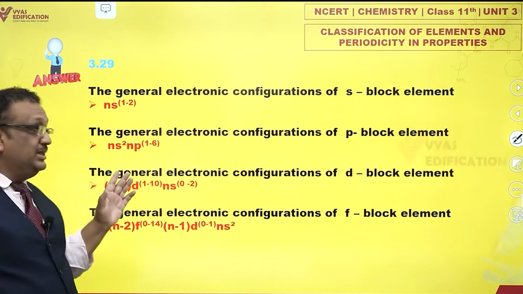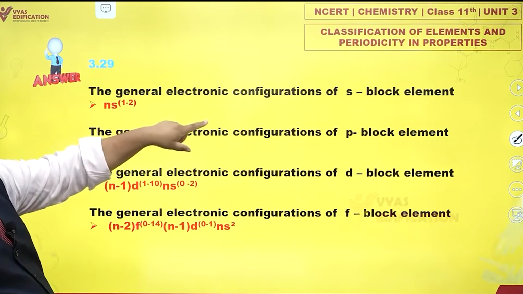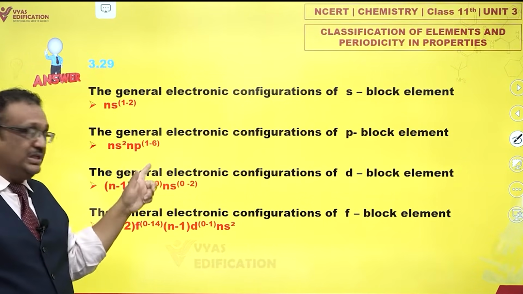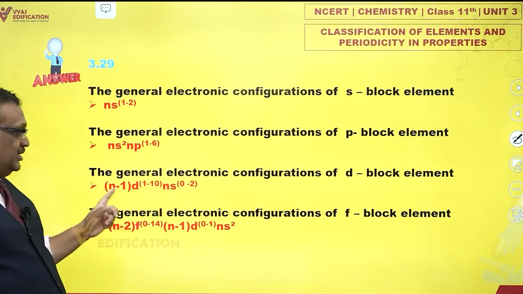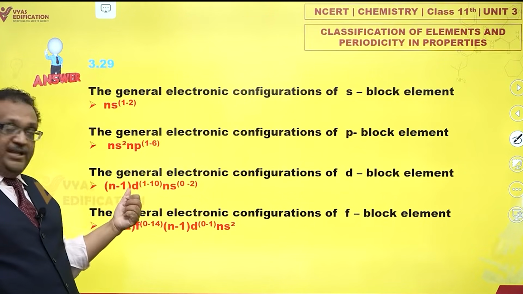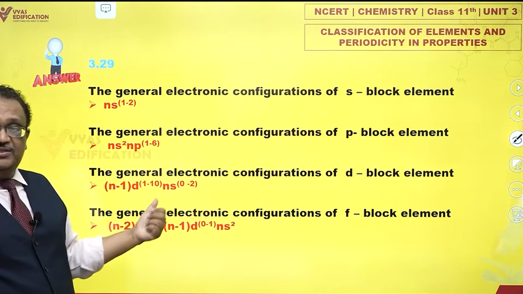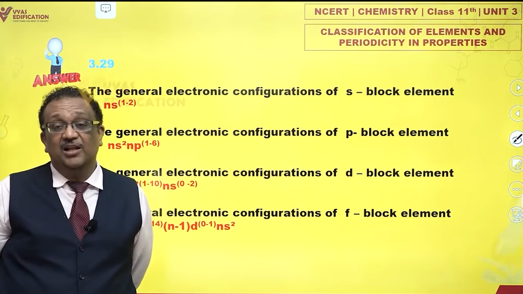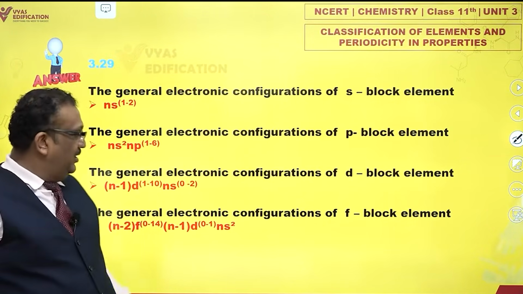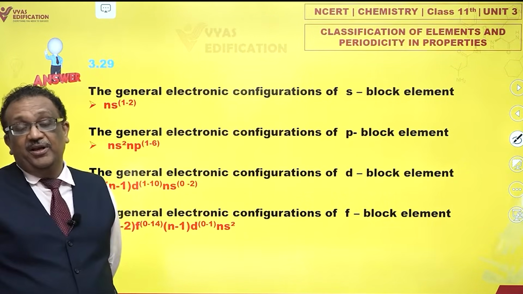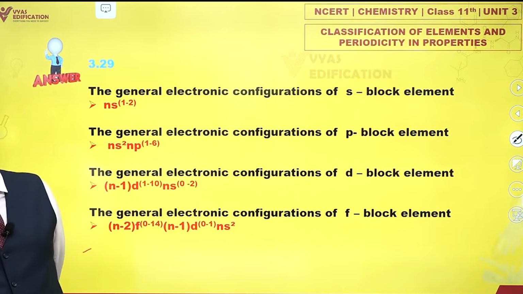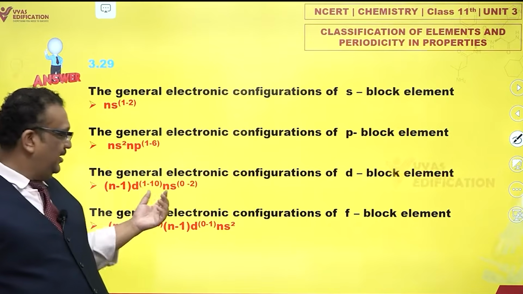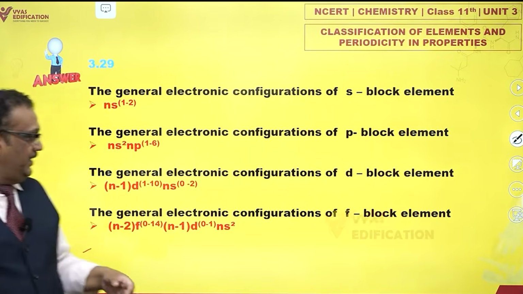So if you summarize all this, this is what you get. For S block, NS 1 to 2. P block, NS2, NP 1 to 6. D block, N minus 1, D, and D can vary from 1 to 10, NS. Now NS could be 0 in rare cases like palladium. It could be 1 also in rare cases like copper or chromium or silver or gold or molybdenum or tungsten, something like that. And generally it is NS2.